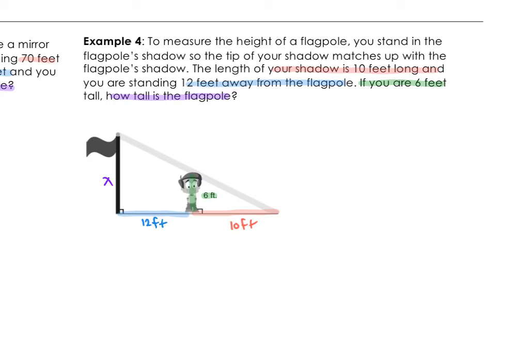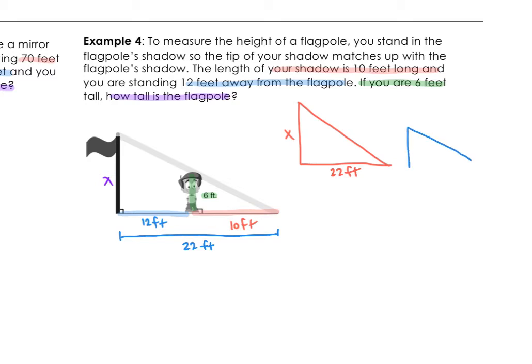All right, so I have overlapping triangles, so I'm going to draw them separately. Starting with the big triangle, I know that this is x. Across the bottom, this is 12 feet and this is 10 feet, so together that makes 22 feet. So the bottom of my triangle is 22 feet. And then I have my smaller triangle, which is you and your shadow. This is 10 feet, and this is 6 feet.